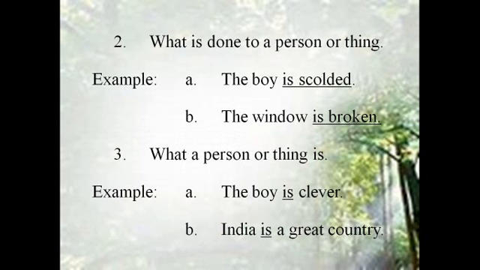Next, a verb tells what a person or a thing is. We see the person in this example as the boy. Here, what is that person? The boy is clever. It says about the boy that he is clever. So, what is the boy? He is clever.